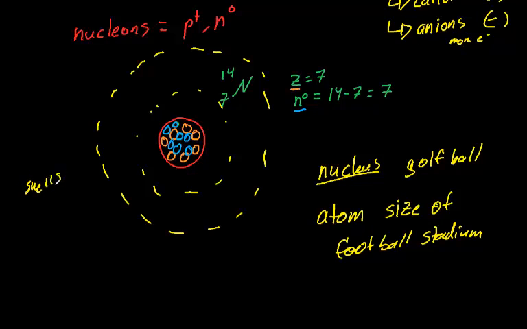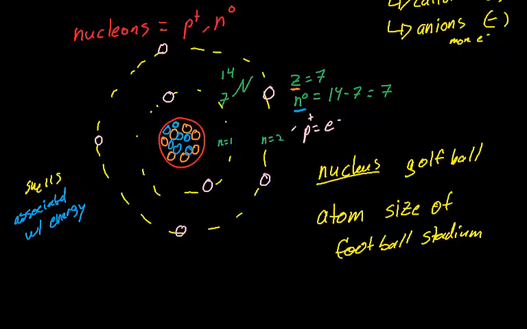Okay, so each shell is associated with an energy. And so let's draw on our electrons. Since this is a neutral atom, our protons equal our electrons. We had 7 protons, so we're going to have 7 electrons. In the first shell, only 2 electrons can fit. And then in the second shell, we can fit the next 5. We'll call this n equals 1 for the first shell, and then n equals 2.